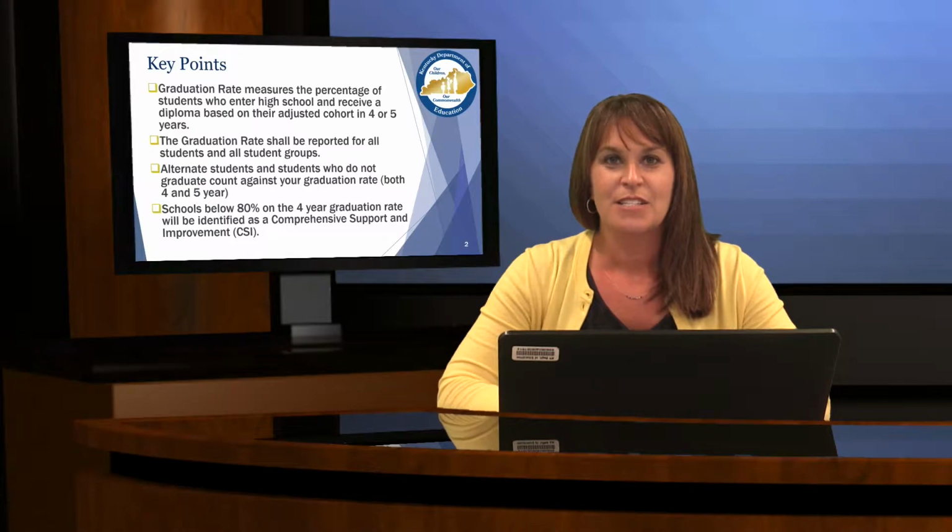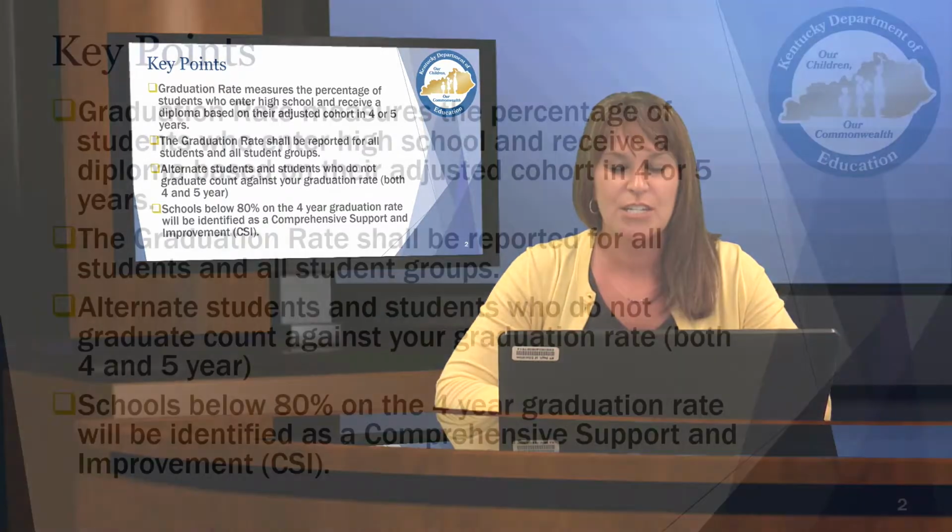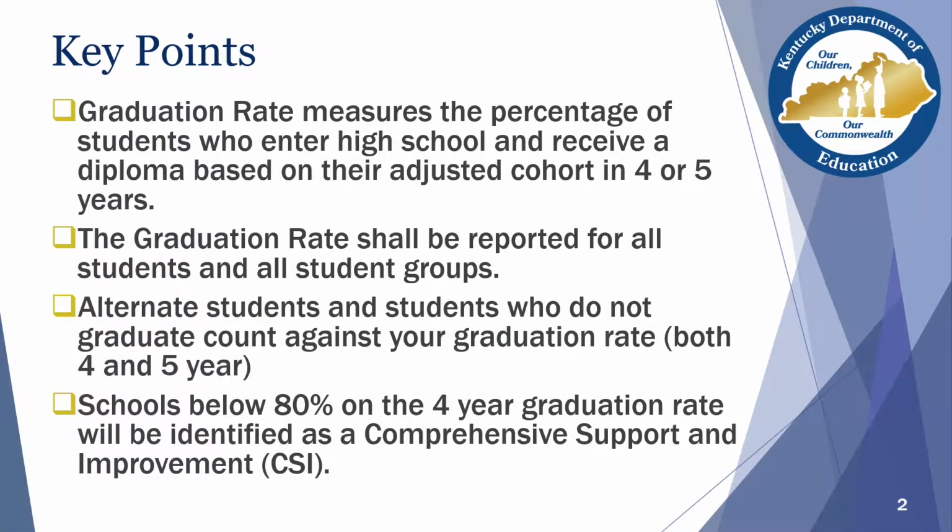Graduation rate is simply used to measure the percentage of students who enter high school and receive a diploma based on their adjusted cohort in 4 or 5 years. So you have 4-year graduation rate and 5-year graduation rate. It has to be reported for all students and all student groups.